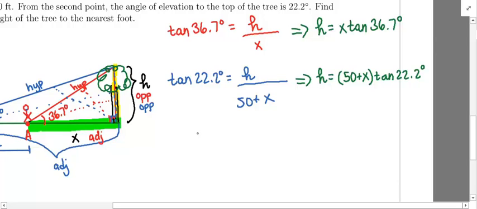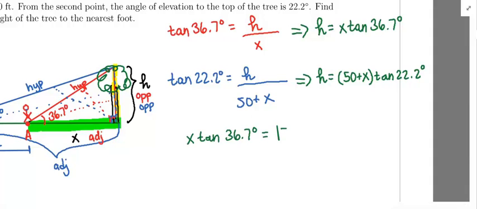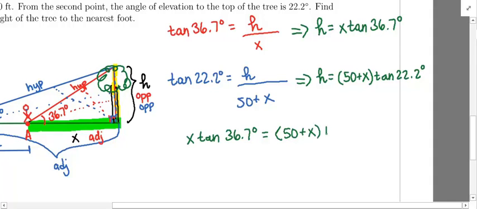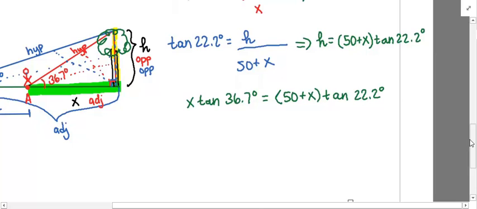Okay, so I know since they both have to be H, this means X times the tangent of 36.7 degrees has to equal the quantity 50 plus X times the tangent of 22.2 degrees. Okay, this eliminates one of the variables. Now I'm left with a statement that just contains an X. I'm going to be able to solve for X. Once I have X, I will be able to get H from that. All right, so let's solve for X here.